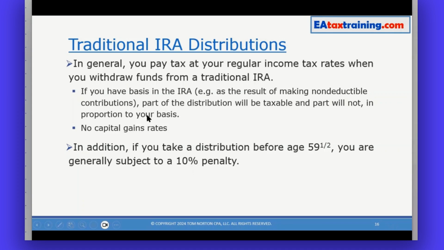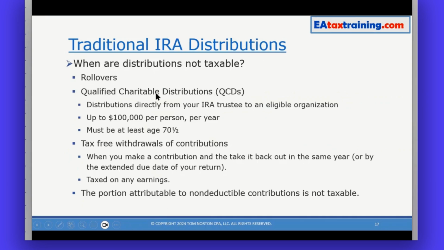Also, going back up here to your distributions, there are no capital gains rates. So when you have a retirement account, some of the investment income that you got may have very well been from capital gains, from buying and selling stocks, etc. However, when the money comes out, you don't get to pay the lower capital gains rates on that. It's all going to be taxed at your regular income tax rates. So that's the general rule for distributions, is that they are going to be taxable.